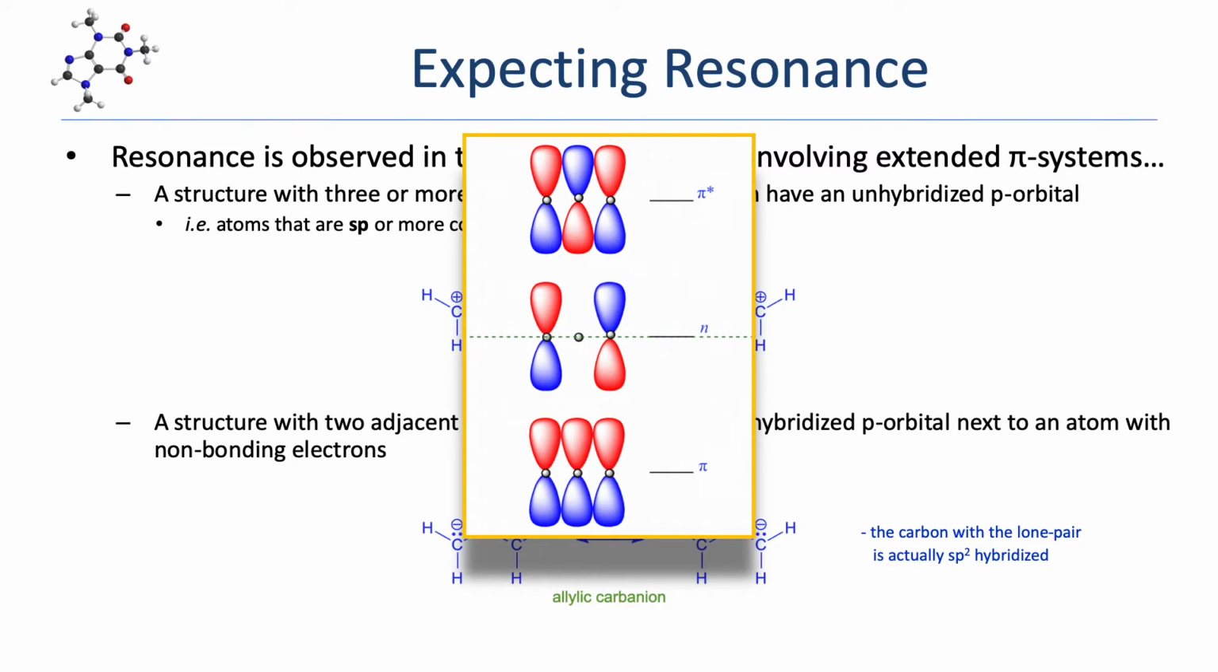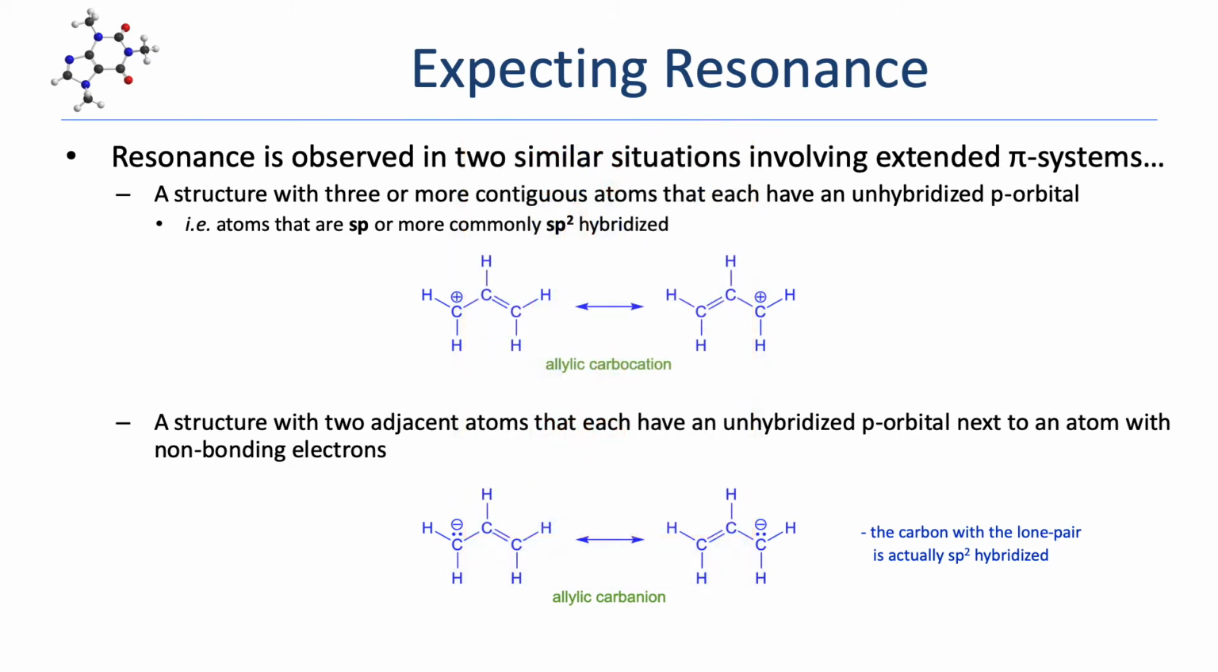You can see that in the pi bonding molecular orbital, the p orbital on the carbon in the middle can overlap just as effectively with the p orbital on the carbon to its right as it can with the p orbital on the carbon to its left. So if we place 2 electrons into that pi bonding molecular orbital, those electrons will be shared over all 3 atoms. Resonance is also observed when a structure has 2 adjacent atoms, each with an unhybridized p orbital, next to an atom with non-bonding electrons, like a lone pair.